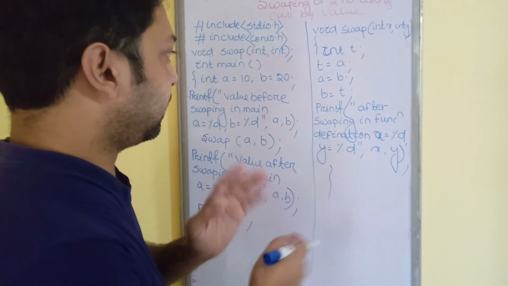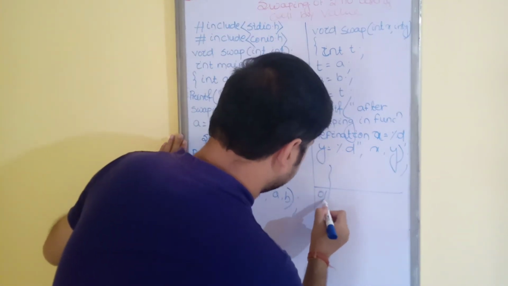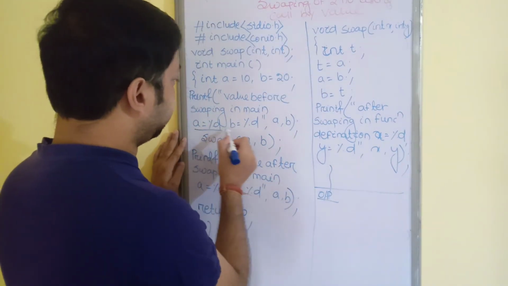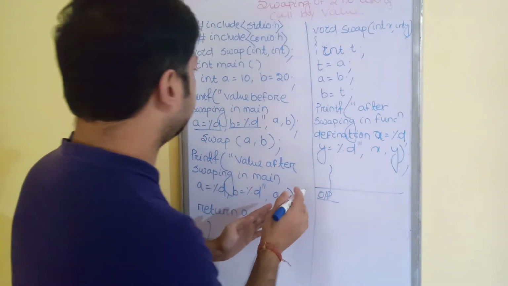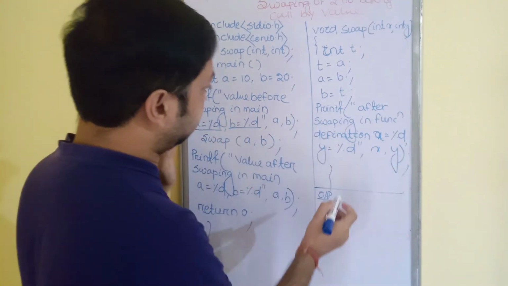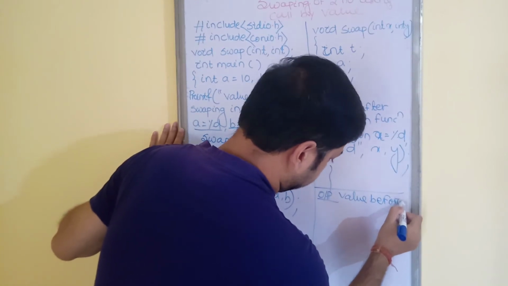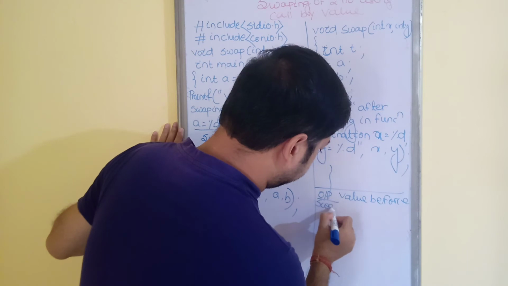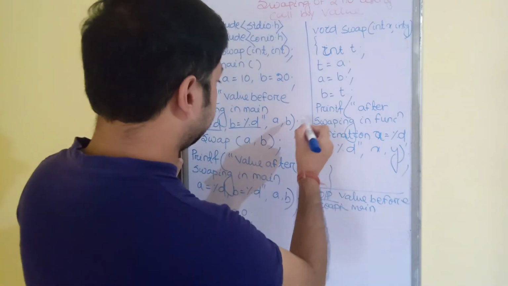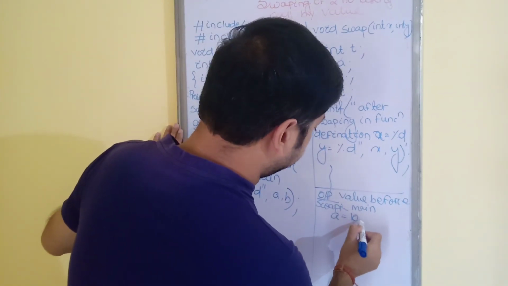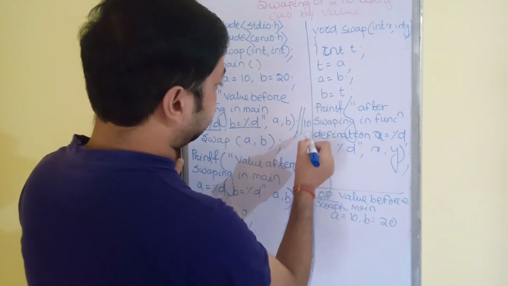So in this case, how will it work? Just see the output screen. First it will print the statement, value before swapping in main, that a equals to 10, then b equals to 20. That means in this case it will give 10 and 20.